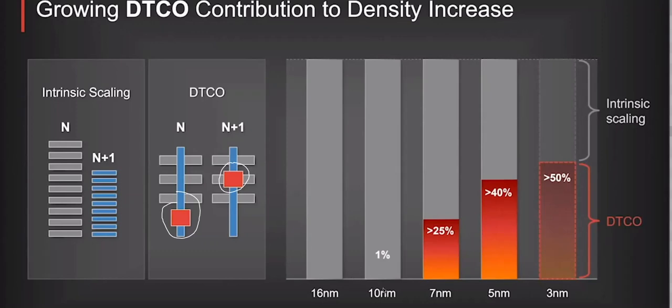Intrinsic scaling was dominant down to 10 nanometer. In 7 nanometer, we assume that 25% is due to interaction between design and technology. In 5 nanometer, it's 40%. In 3 nanometers, it's like 50-50. Intrinsic scaling and DTCO will be together. So this is one of the near future things in design.